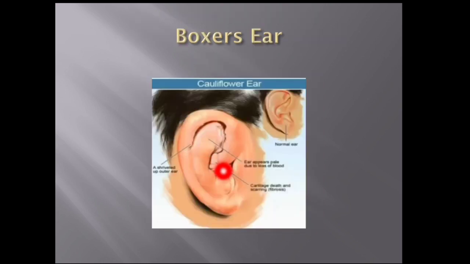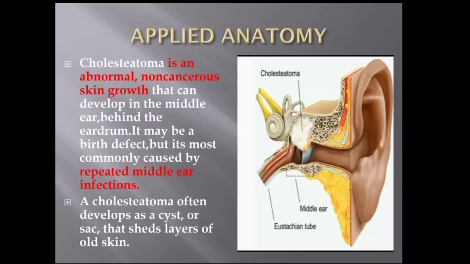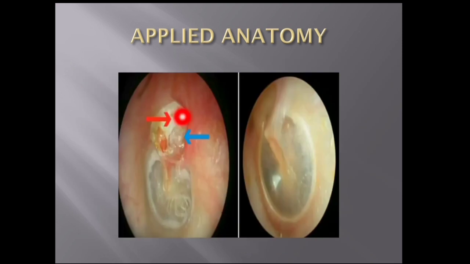Boxer's ear appears pale due to loss of blood, cartilage death and scarring. Cholesteatoma is an abnormal non-cancerous skin growth that can develop in the middle ear behind the eardrum. It may be a birth defect, but it is most commonly caused by repeated middle ear infection. A cholesteatoma often develops as a cyst or sac that sheds layers of old skin. Cholesteatoma.